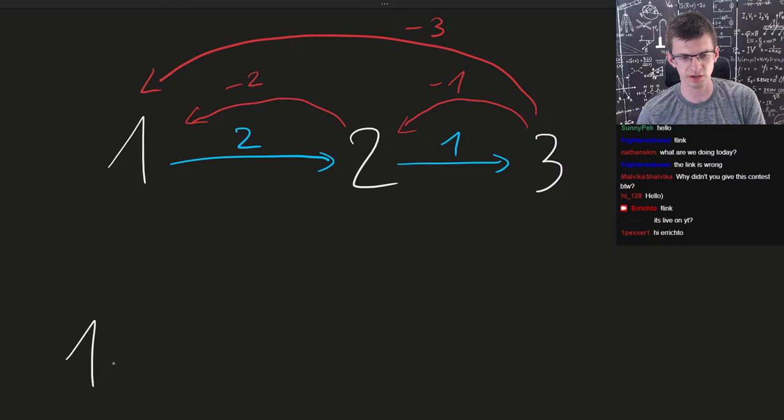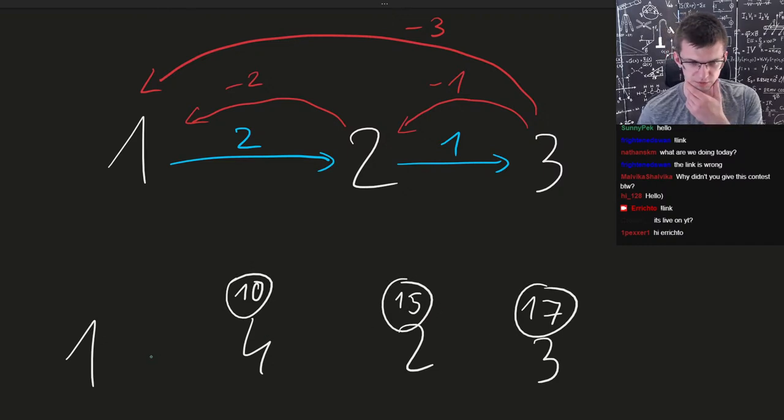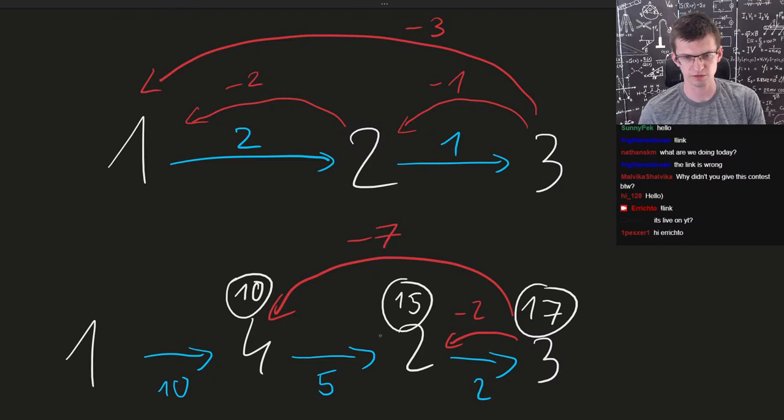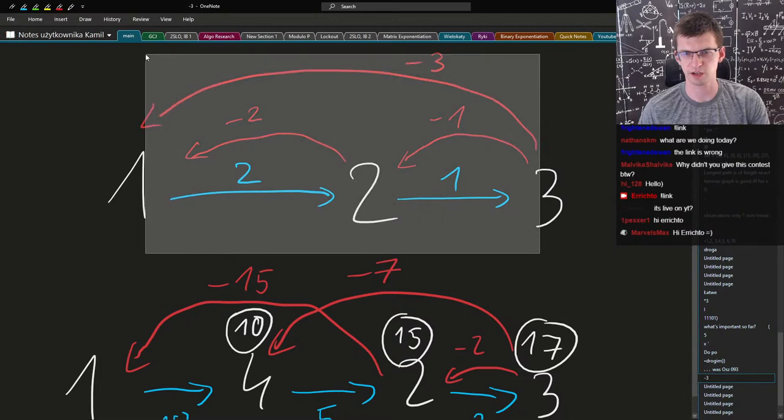Let's say that from vertex 1, the cheapest total cost will be to vertex 4, and the distance given in the input is 10. Then it will be 2 and 3. If values from the input are 10, 15, and 70, let's say it's like this. Then I will create this kind of graph: 10, 5, 2, and the back edge is just as small, as negative as possible. Here this is minus 2, this is minus 7, and so on. Just all the edges going to the left. That's my idea. Let's verify if this matches the output.